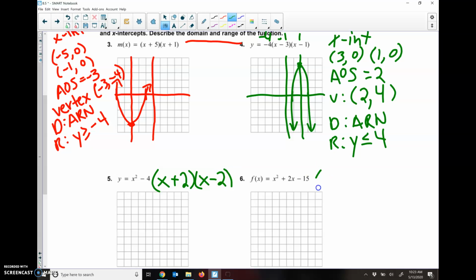Same thing on number 6. Only way to get to x squared is x and x. Now I need two numbers that multiply to negative 15. And when I add them, I get a positive 2. So that's going to be a positive 5 and a negative 3. 5 times negative 3 is a negative 15. 5 plus a negative 3 is a positive 2. So now 5 and 6 look just like 3 and 4. You're going to set them up, find the x-intercepts, the axis of symmetry, the vertex, the domain and range, and all that stuff.